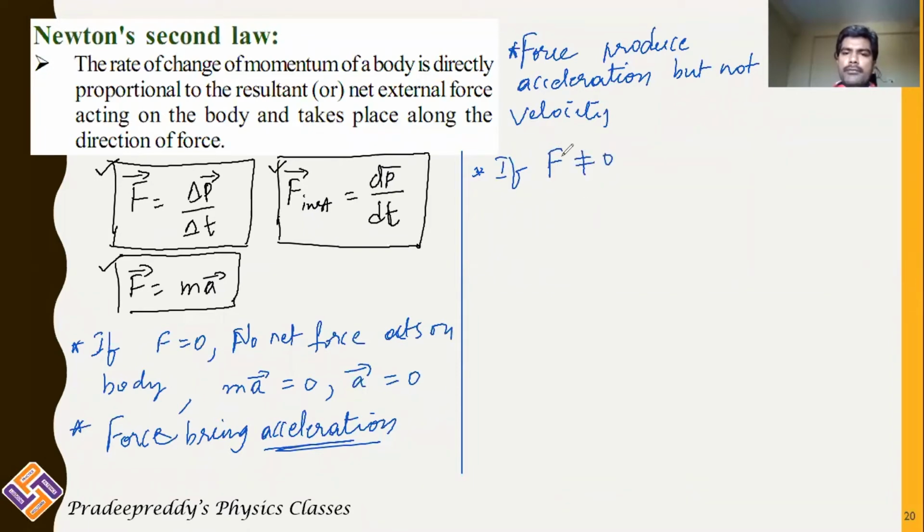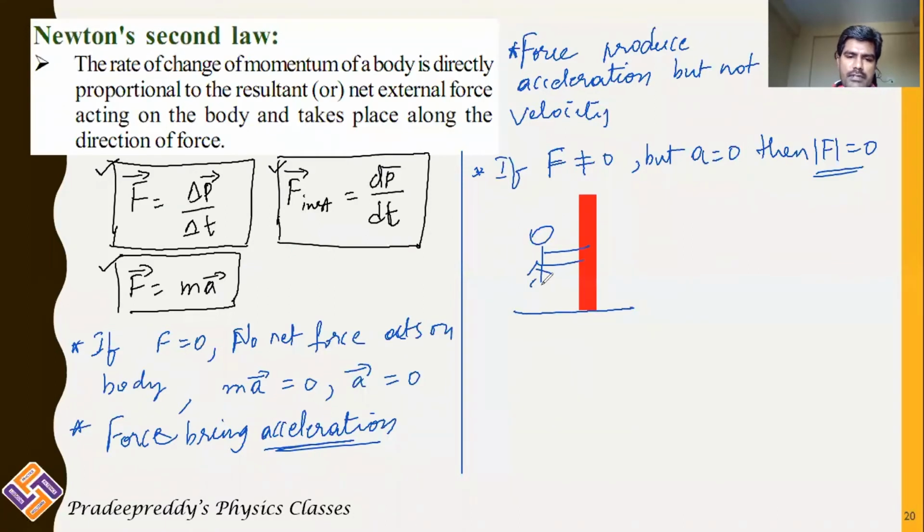Similarly, if you are applying force on the body, if F is not equal to 0, that means you are applying force on the body, but the acceleration of the particle is equal to 0, then the magnitude of force will be equal to 0. For example, let me take a wall. Let me consider there is a wall, and a person is pushing this wall.